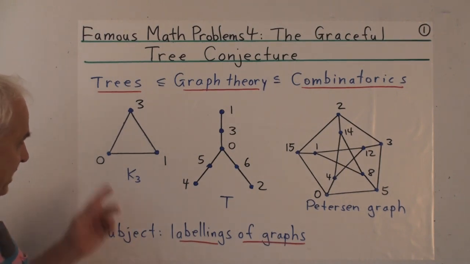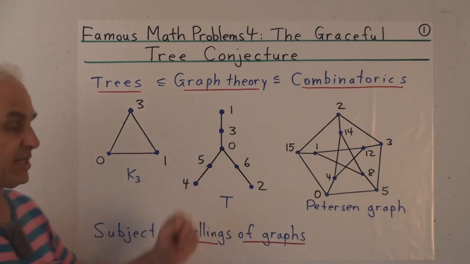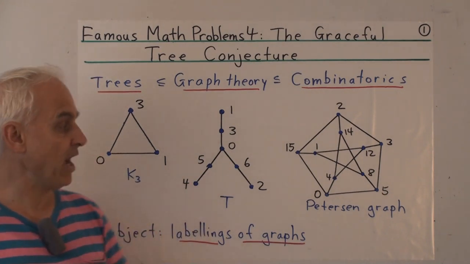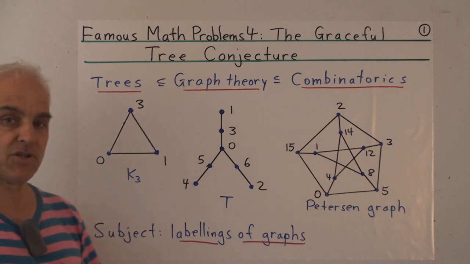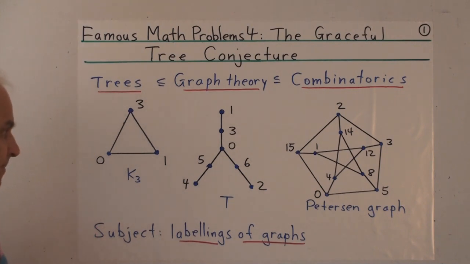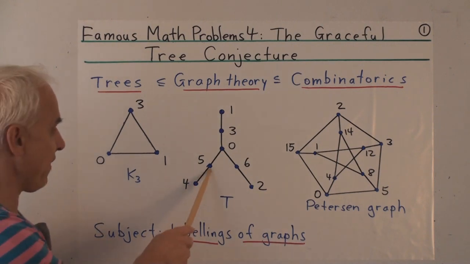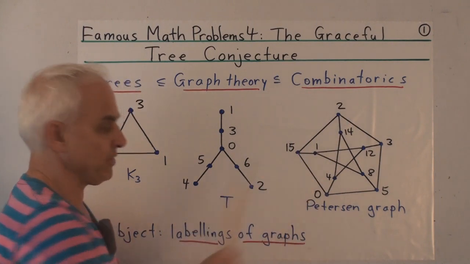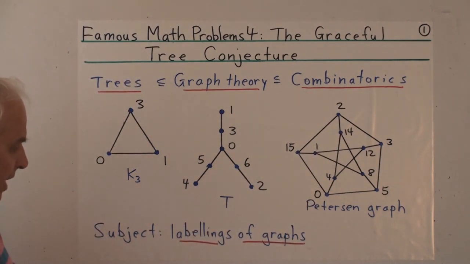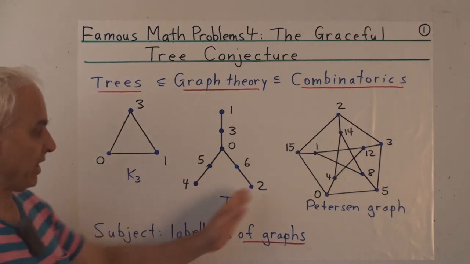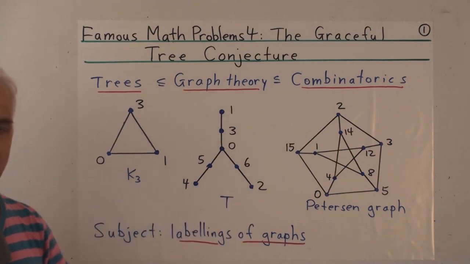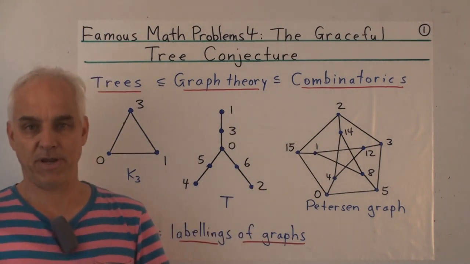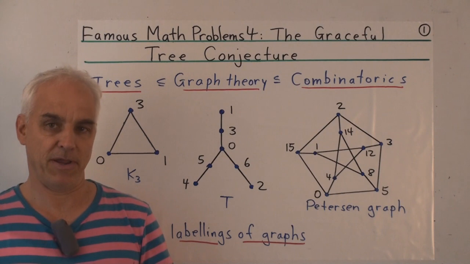Now you will notice that in each of these cases the vertices are labeled. We have assigned numbers to the vertices. So here the numbers are 0, 1, and 3. Here they are 4, 5, 0, 6, 2, 3, 1. And here, well, you can see what they are. So these are called labelings of these graphs, and these particular labelings have a very beautiful property. They have the graceful property.